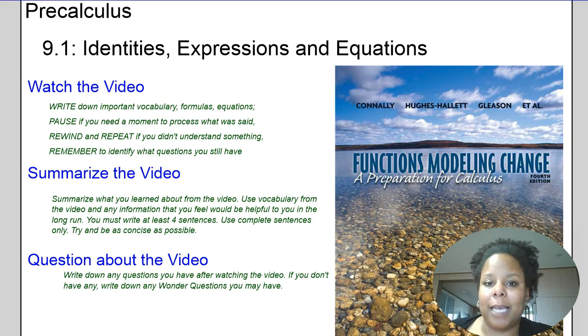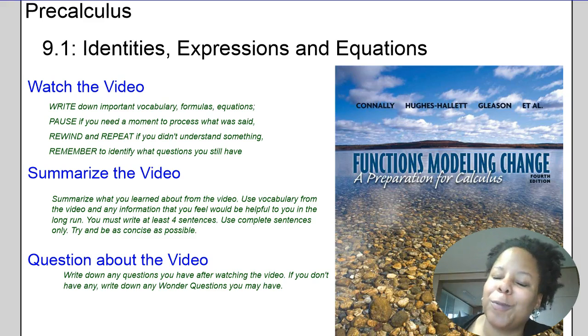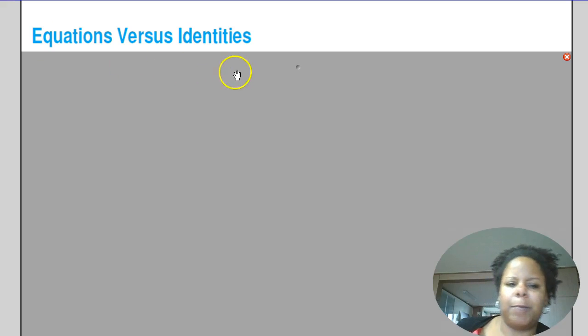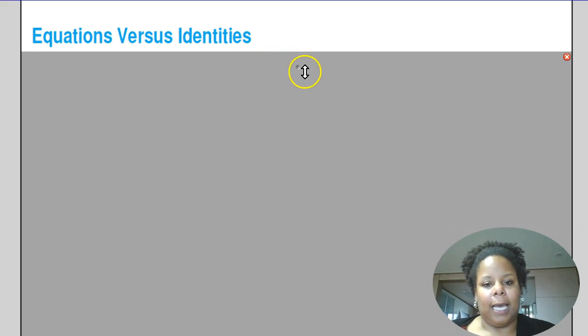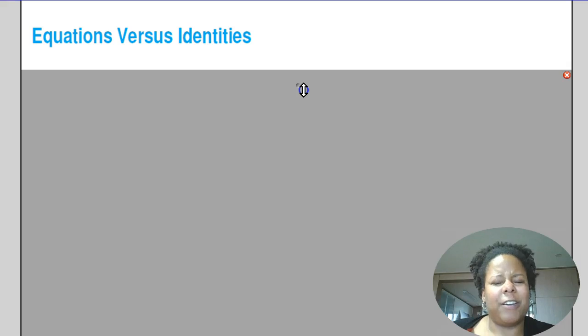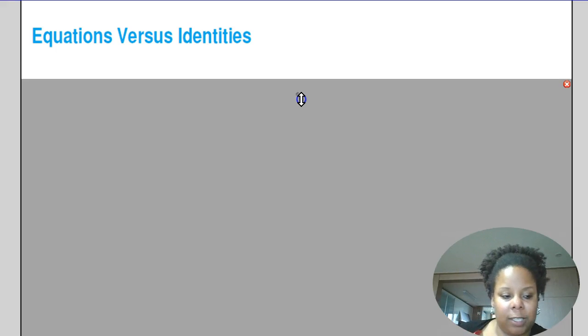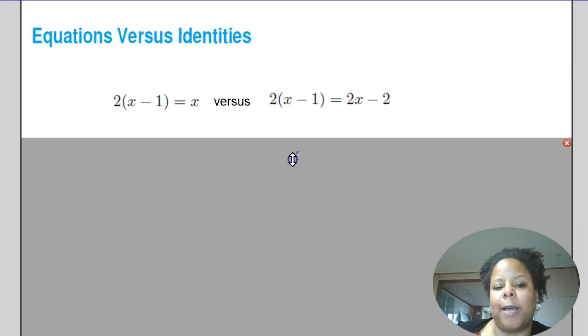All right, let's begin. You are going to need notes because we are going to write down some very important formulas and equations that you're going to be responsible for memorizing and knowing, especially for the final exam, but also in life as well. Okay, so the topic is identities, expressions, and equations. And a question that may come up is, what is an identity? The thing about identities is they look very similar to equations. And so I'm going to give you two examples, one of an equation and an identity, but why they're different.